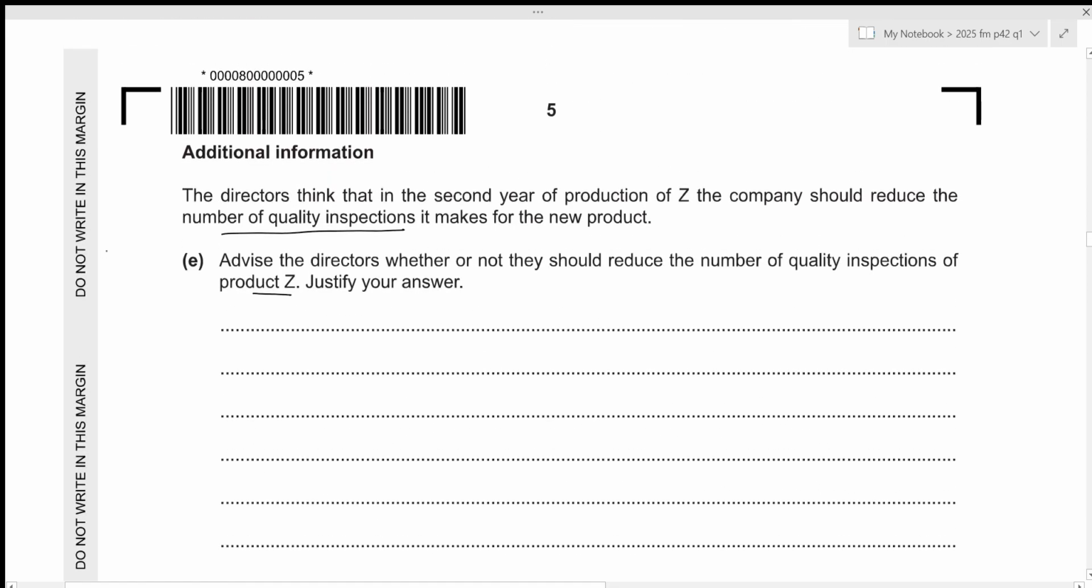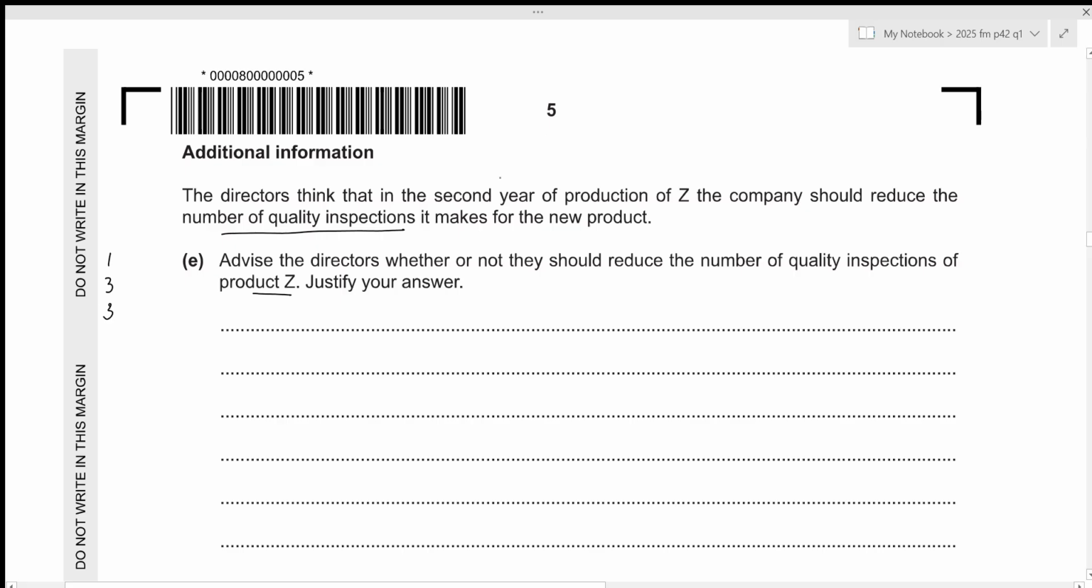Let's take a look at the marks. This is of 7 marks. So 1 mark will be reserved for our final decision. 3 marks will be for why they should reduce the number of quality inspections of product Z, and 3 marks will be for why they should not be reducing the number of quality inspections of product Z.